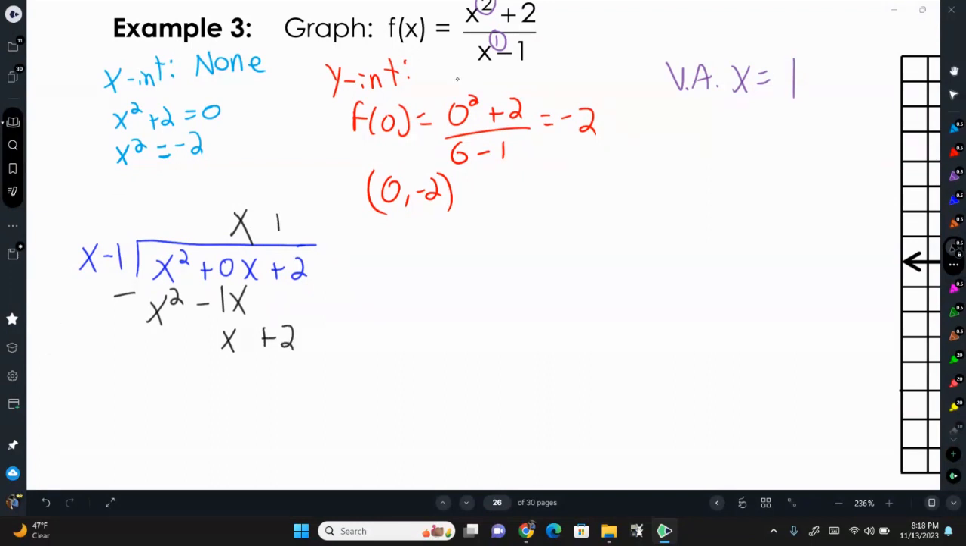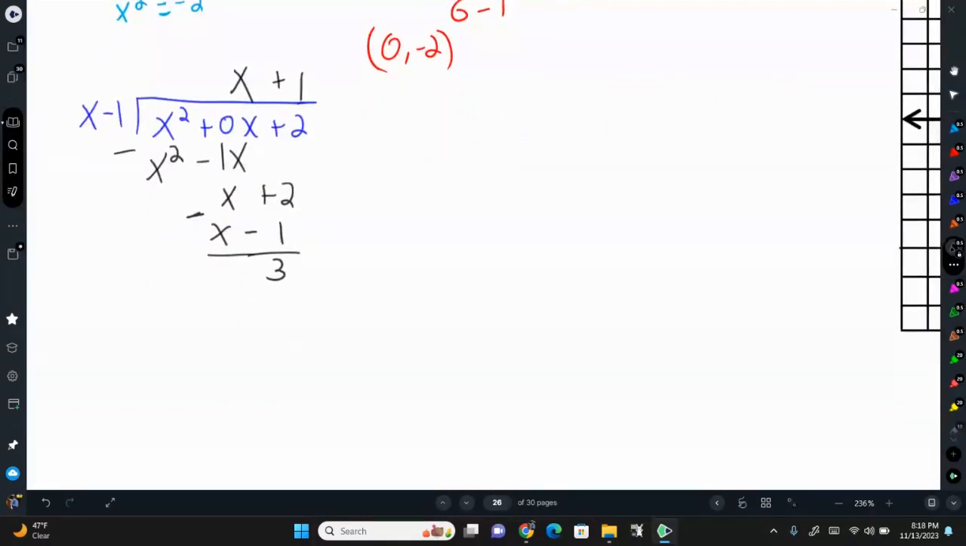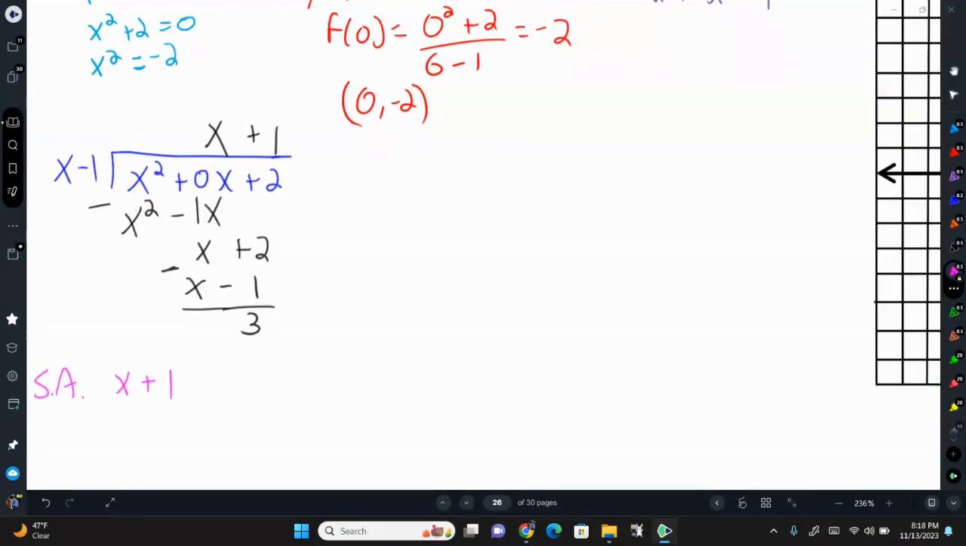x goes into x one time. 1 times x is x minus 1. And then we subtract. 2 minus negative 1 is 3. And that's our remainder. But again, our remainder doesn't matter. So our slant asymptote is x plus 1. And then we'll come back and evaluate that at 1,000 and negative 1,000 after we do the vertical behavior.